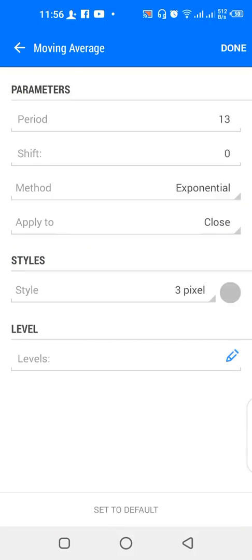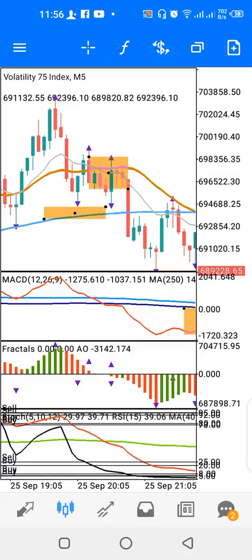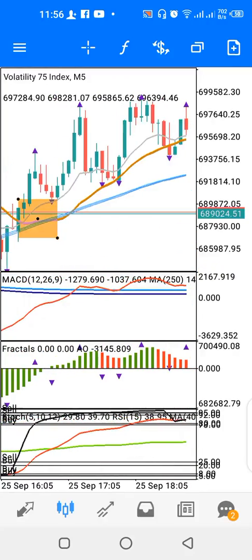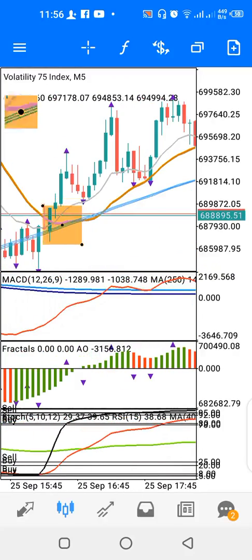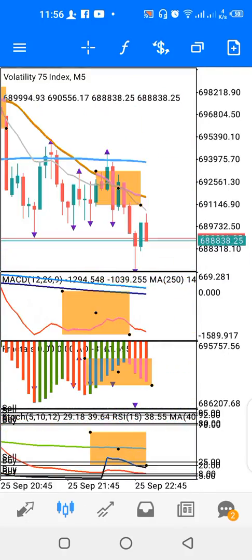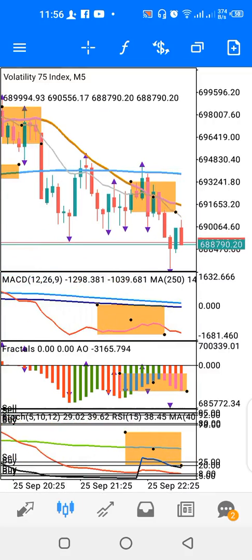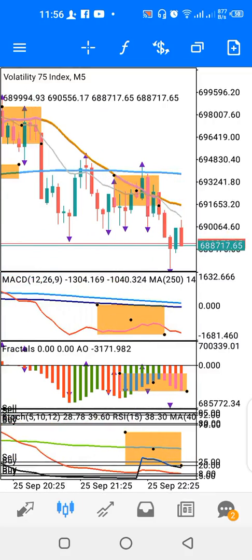Then we have moving average. The period is 13. Shift is 0. Method is exponential. Apply to close, and the color is gray. So like I said, above the blue line, I look for the gray line crossing above the orange line, and below the blue line, look for the gray line crossing down below the orange line.